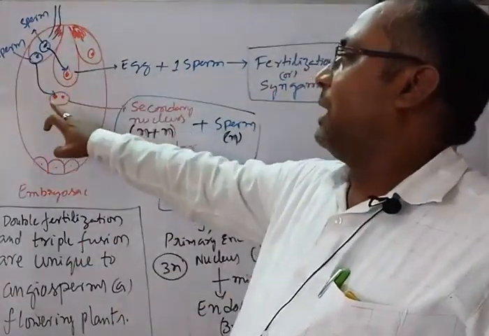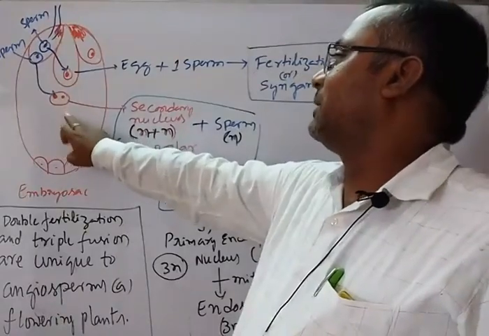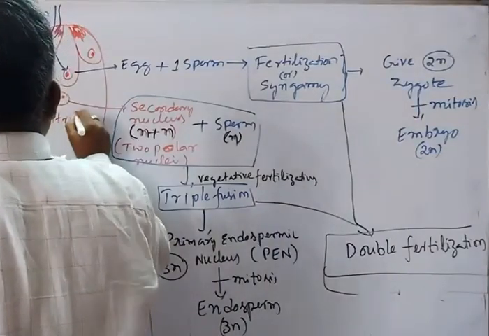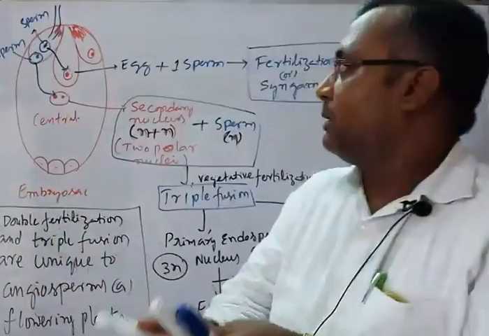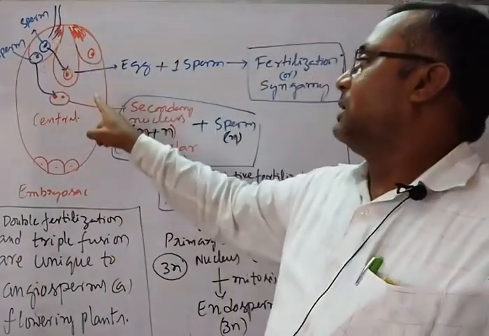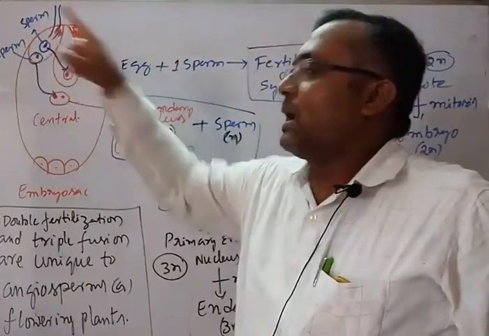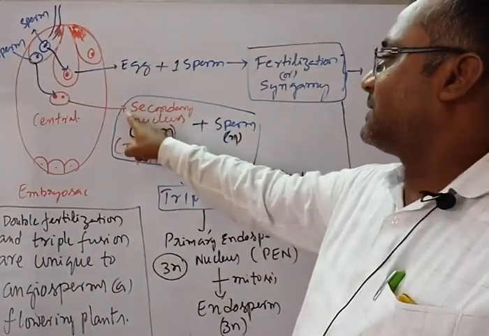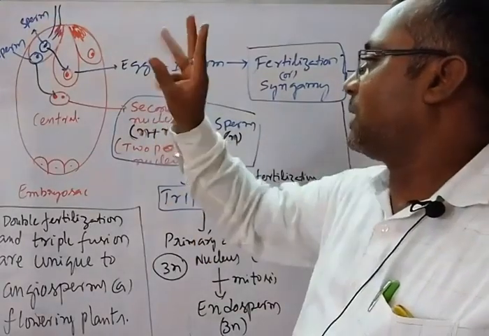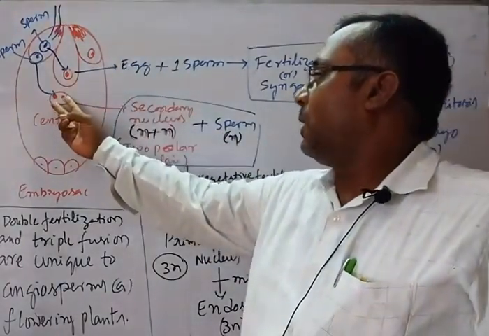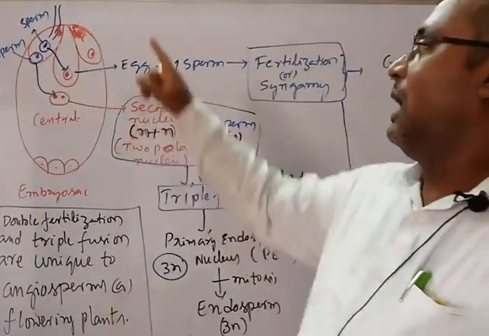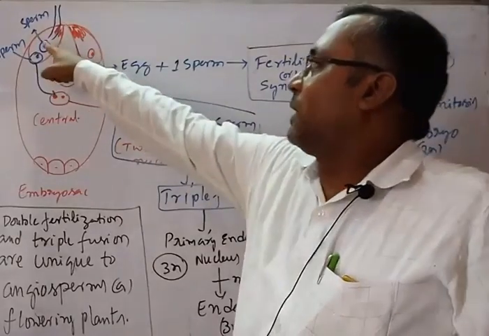One egg and one central cell with the two polar nuclei. This is the central cell, I said. This central cell has two polar nuclei. Understood? This egg fuses with one sperm. The secondary nucleus fuses with the other sperm. The fusion of secondary nucleus with sperm is called triple fusion because here a total of 3 nuclei are fused, 2 polar nuclei plus 1 sperm. And one egg fuses with one sperm.